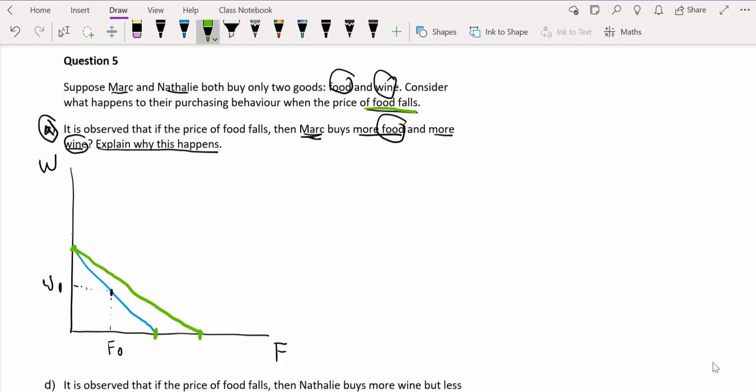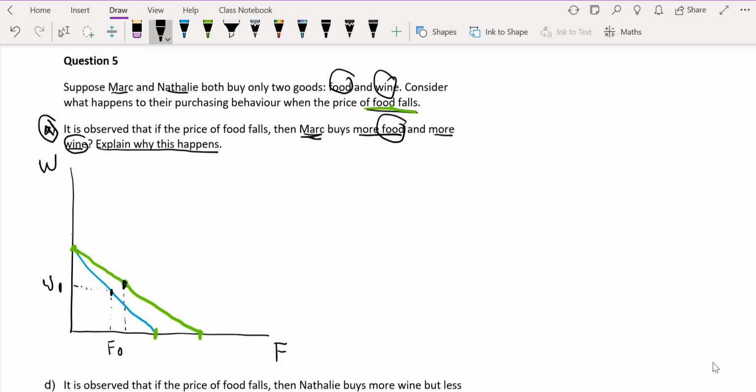So this is our new budget constraint now, and this is our BC2. The blue line was our BC1, budget constraint 1. Now it says, now with the price of food falling, Mark buys more food and more wine. So it looks like it's somewhere here. The new optimal point now is somewhere here along the new budget constraint.